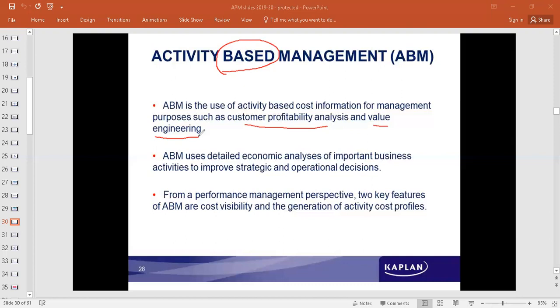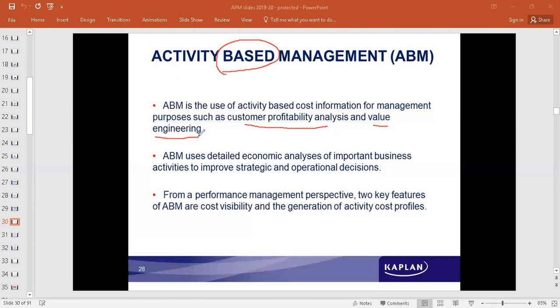So that value is enhanced by way of reducing the cost, but not the quality. That's the concept of value engineering. So here, when the principles of activity-based costing are used, and with the help of that, if they are able to understand the customer profitability and the value engineering aspects, that's called ABM, activity-based management.